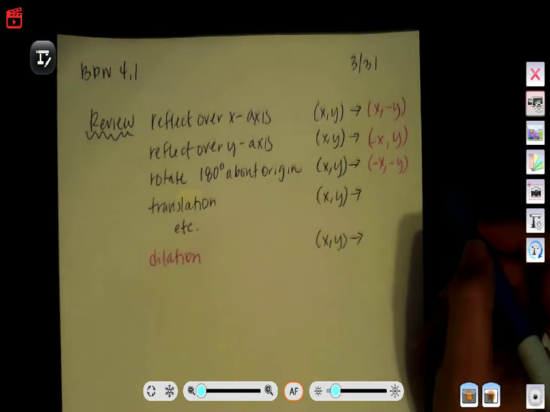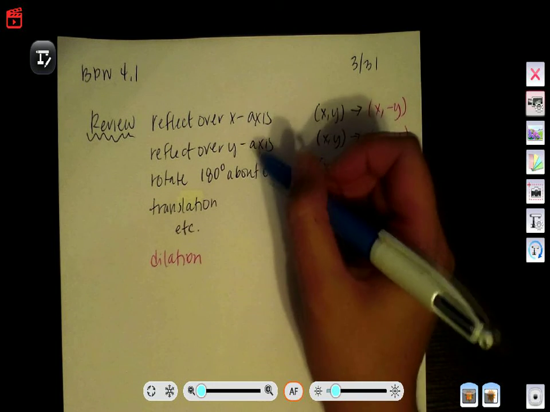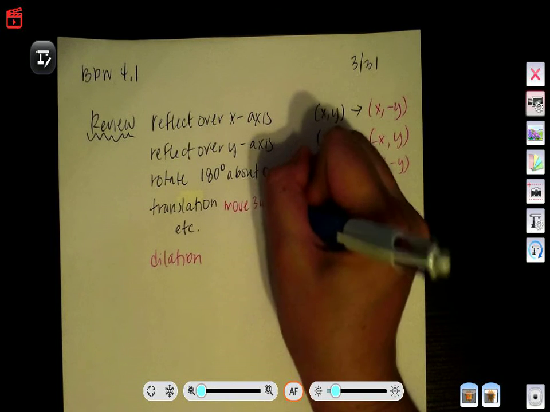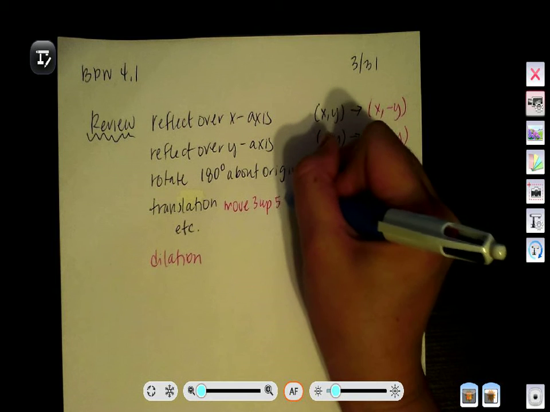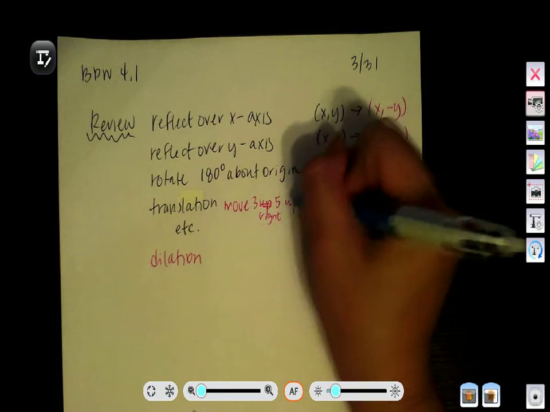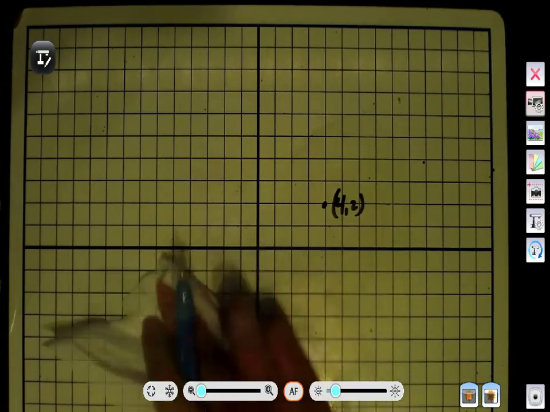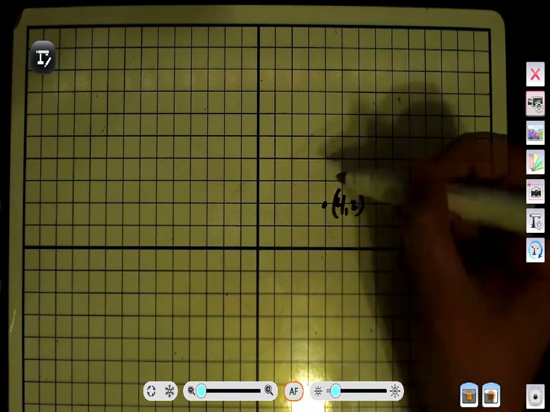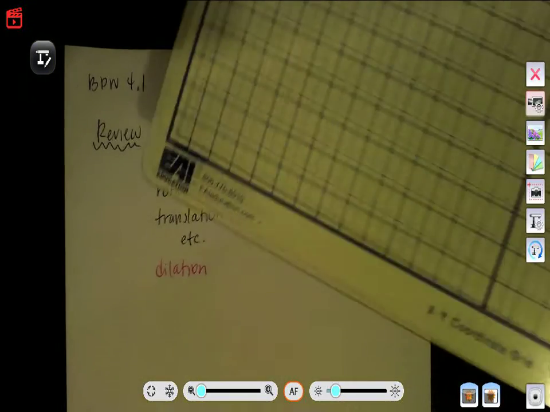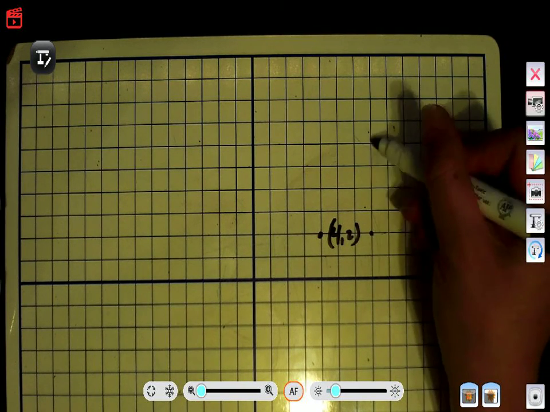Now, for a translation, just like we had to say what we're going to reflect over, we have to say how much we're going to move. So let's say we're going to move 3 to the right and 5 up. So if I'm going to have 1, 2, 3 to, what did I say? 3 to the right and 5 up. 1, 2, 3 to the right and 1, 2, 3, 4, 5 up.